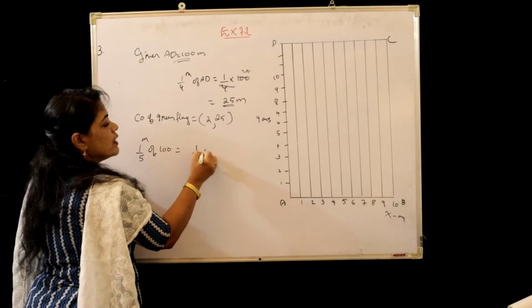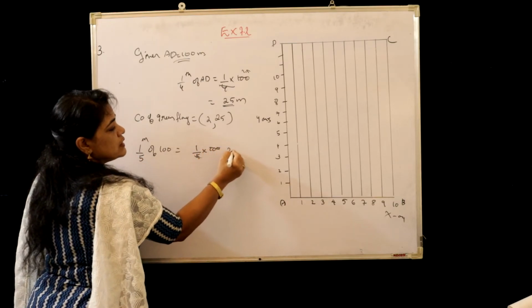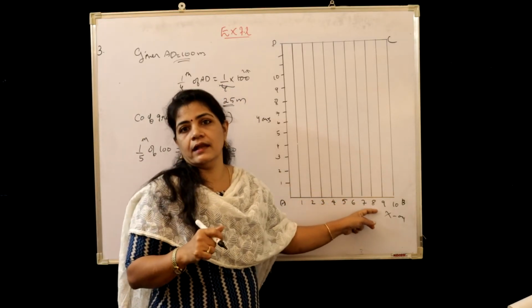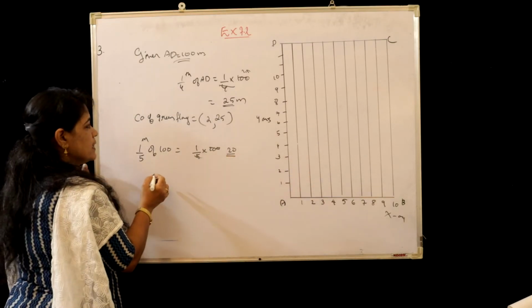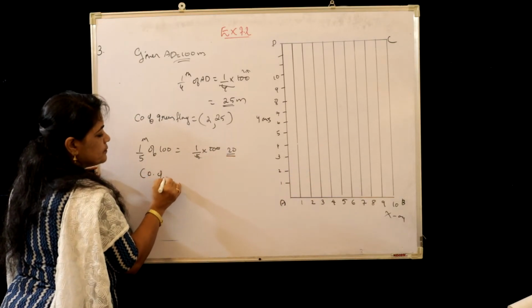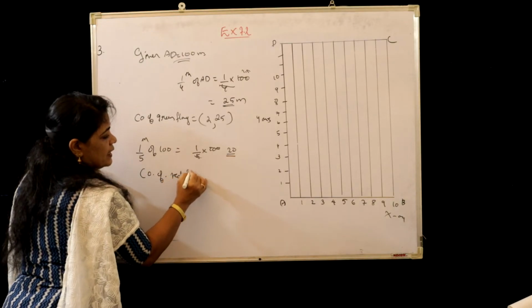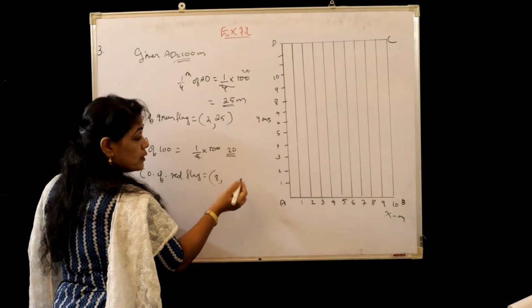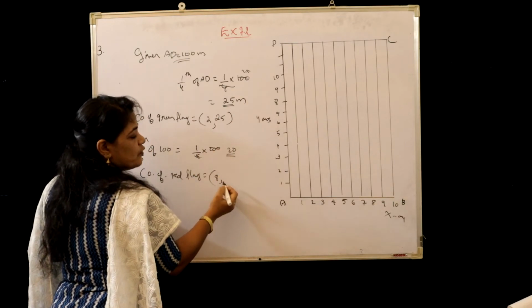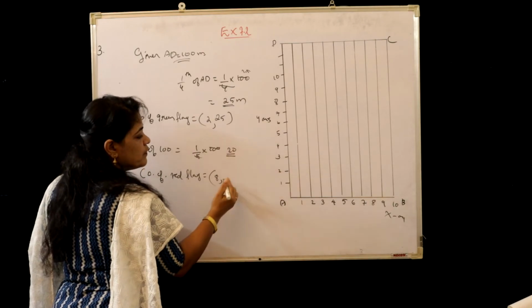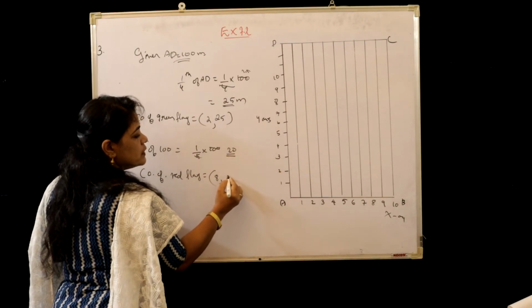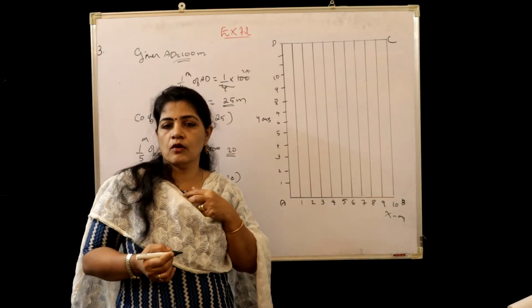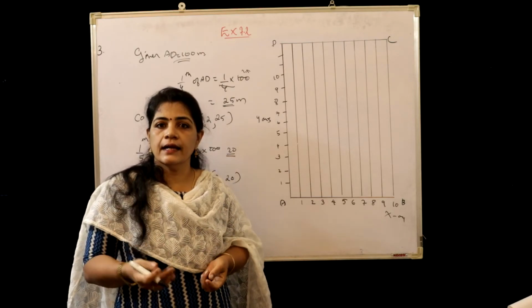So 1 by 5 into 100 is 20. So the y coordinate is 20, and where is she standing? On the 8th line, so the x coordinate is 8. Is it clear? So the coordinates of the red flag: the x coordinate is where she is standing, and where she kept the red flag, that meeting point gives the y coordinate, which is 20. This is the way, children, to get the coordinates of the green flag as well as the red flag.